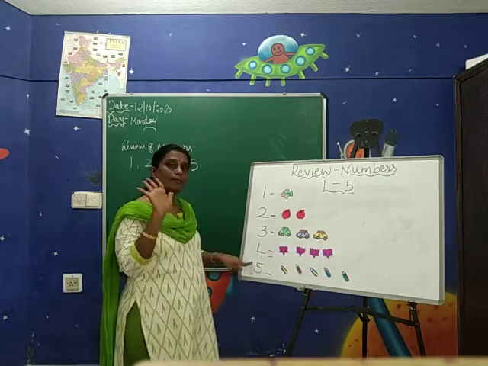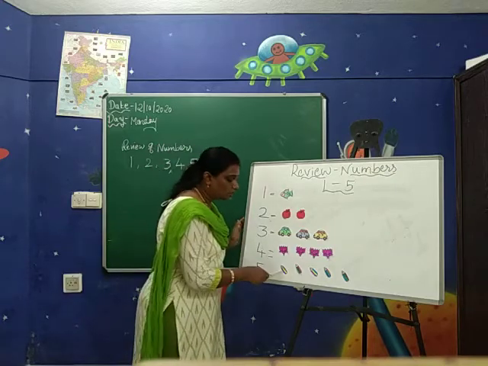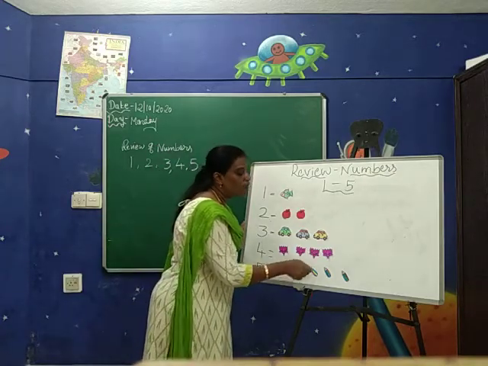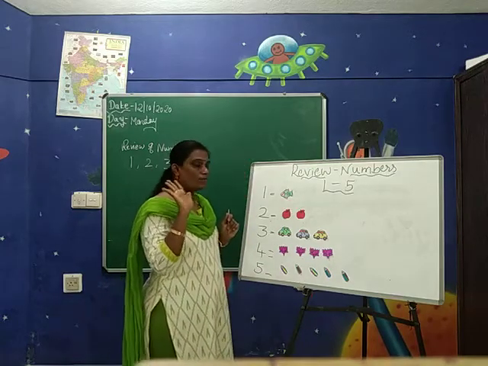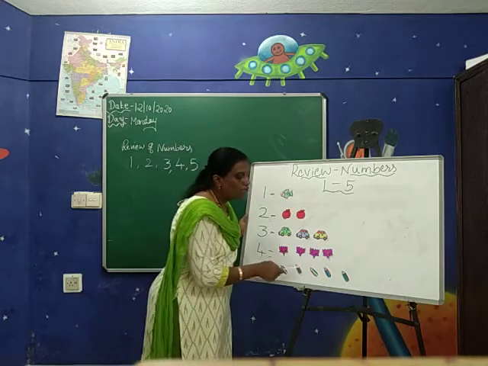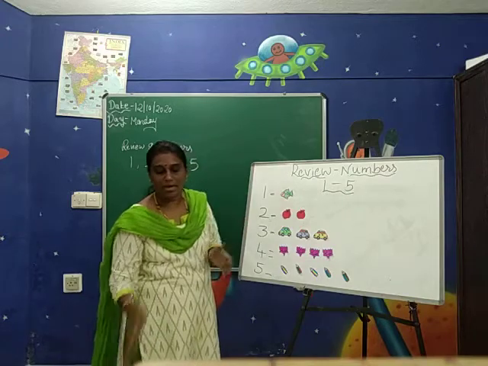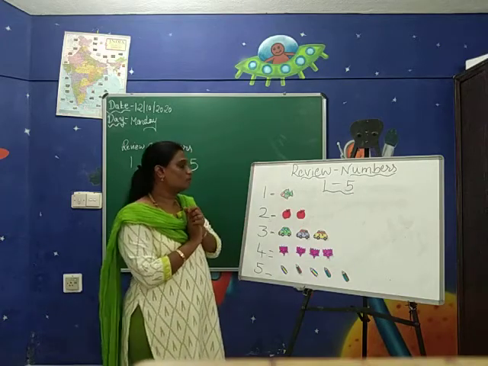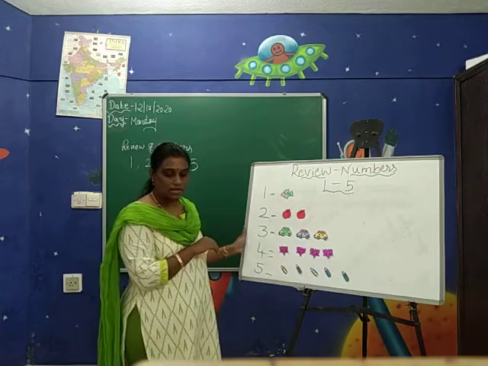Next, you are number five. Come and count with me. One, two, three, four, and five. You are number five. Come and count with me. One, two, three, four, and five. Yes, very good. Like this, you should count the objects or pictures, children. Yes. Move to next concept.